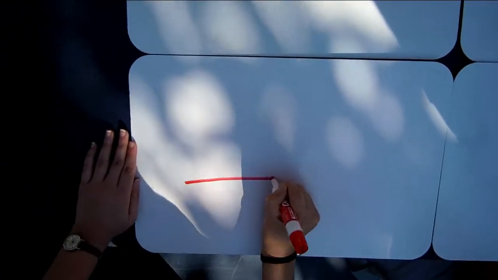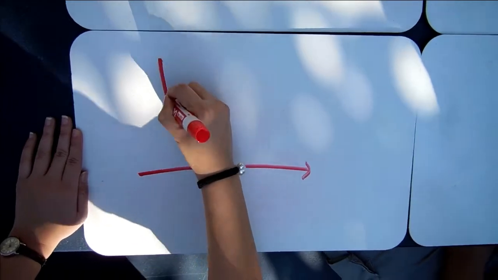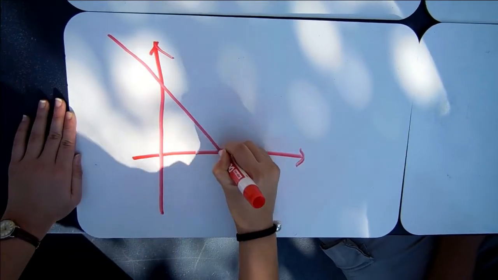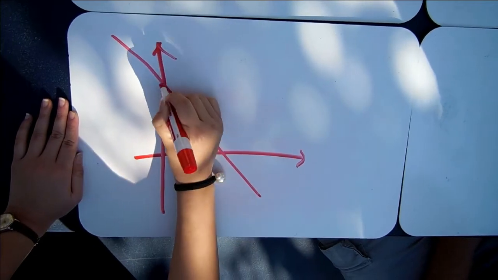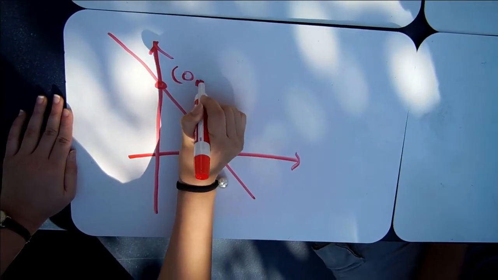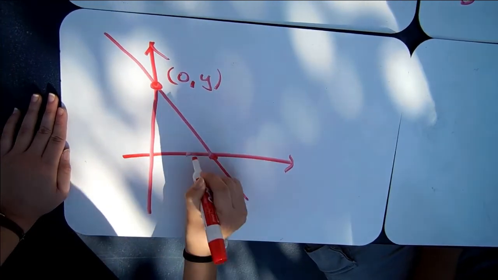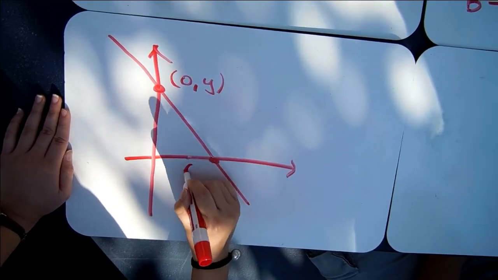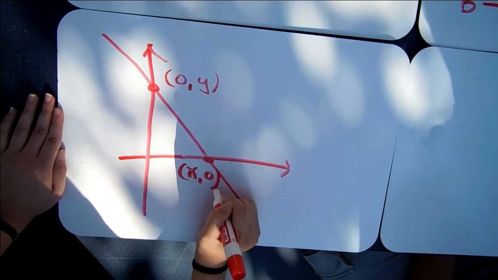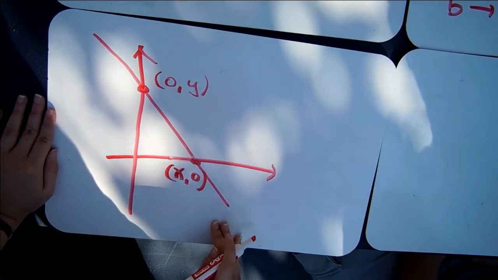Now, x and y intercepts. When x equals 0, then that is the y-intercept. And when y equals 0, then that is the x-intercept. That's it.